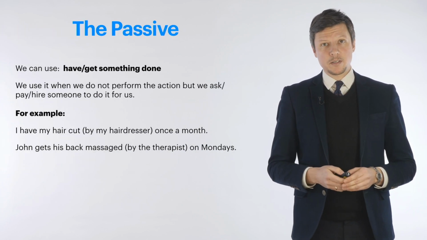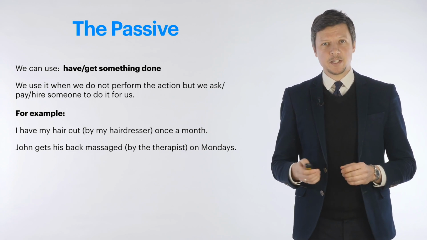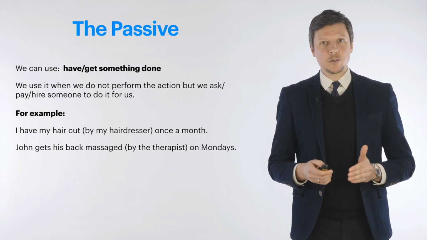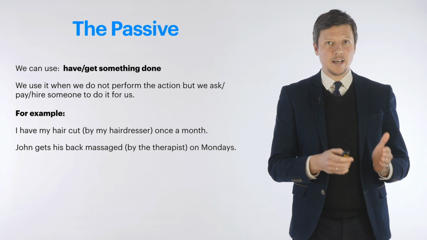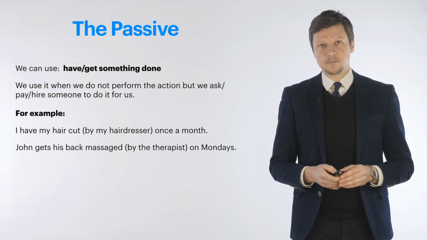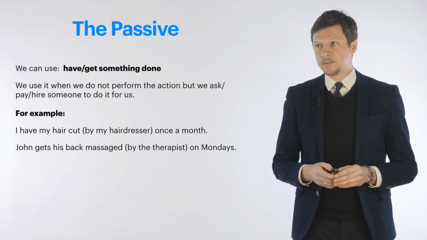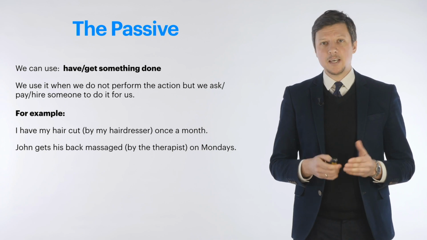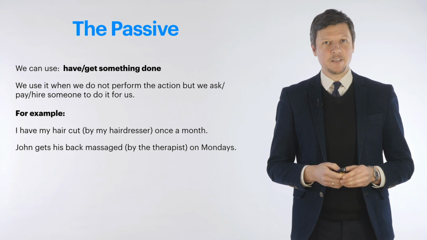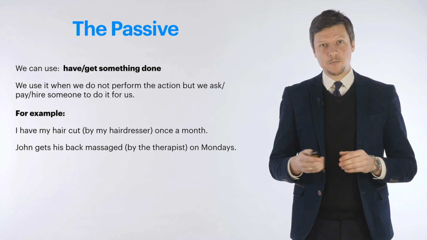One of my favorite parts of using the passive is when we use it with have or get something done. It's very handy. For example, there are actions that we don't do ourselves, but we pay or hire or ask someone to do it for us. Here are two examples. I have my hair cut by the hairdresser once a month. It's not something I attempt to do on my own. However, during the quarantine, I have done it, and the results were so-so. So now I prefer to go to my hairdresser.